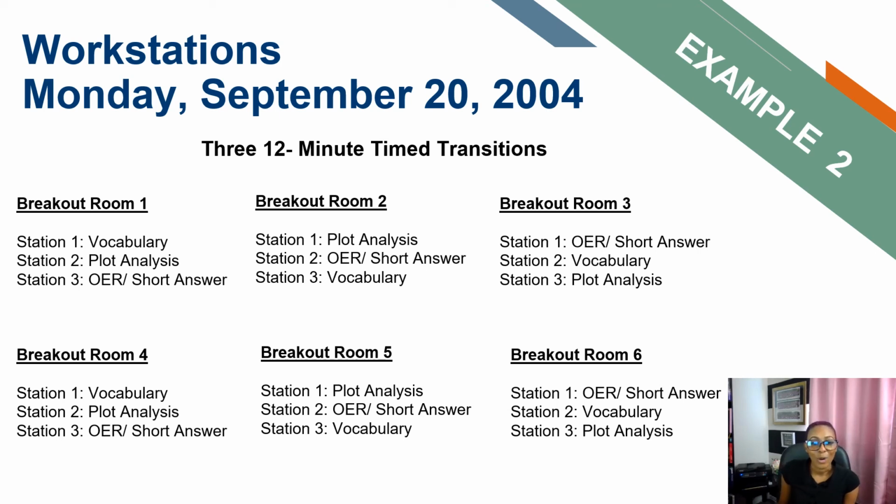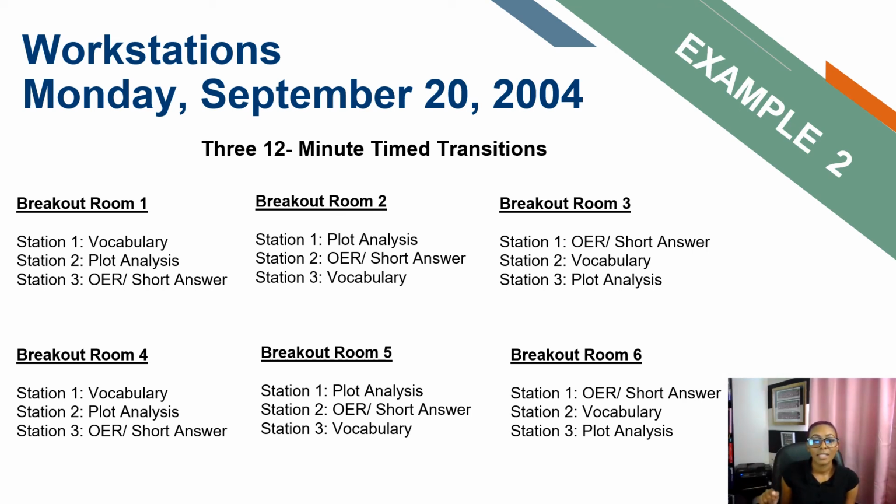Group 1 and group 4 are doing the same thing at the same time. 2 and 5 are doing the same thing. 3 and 6. So in this example right here, I am doing 3 12-minute time rotations or transitions. And so for the first 12 minutes, my scholars in group 1 and 4 are working on vocab. While they are working on vocab, my scholars in group 3 and 6, they're working on an open-ended response question based on a passage that they read last class period, and then 2 and 5 are working on plot analysis.